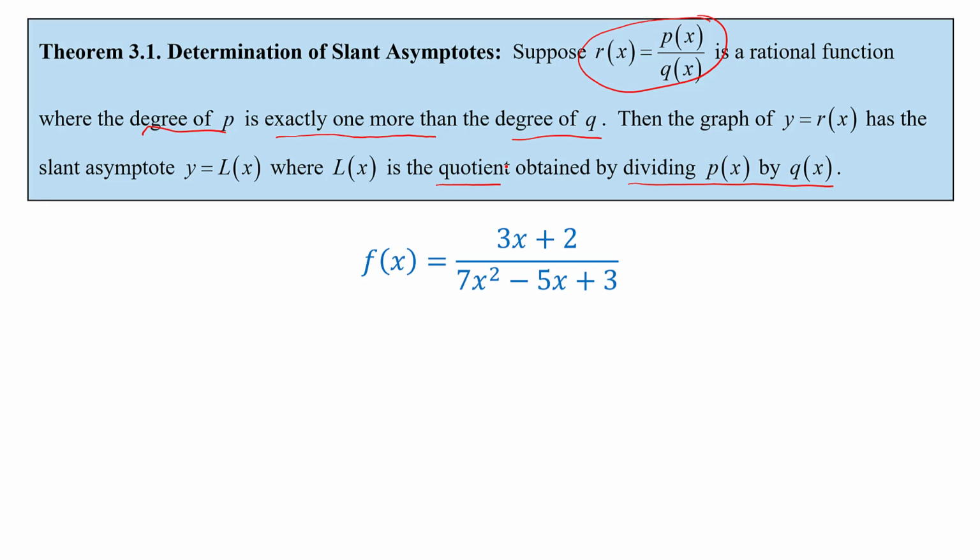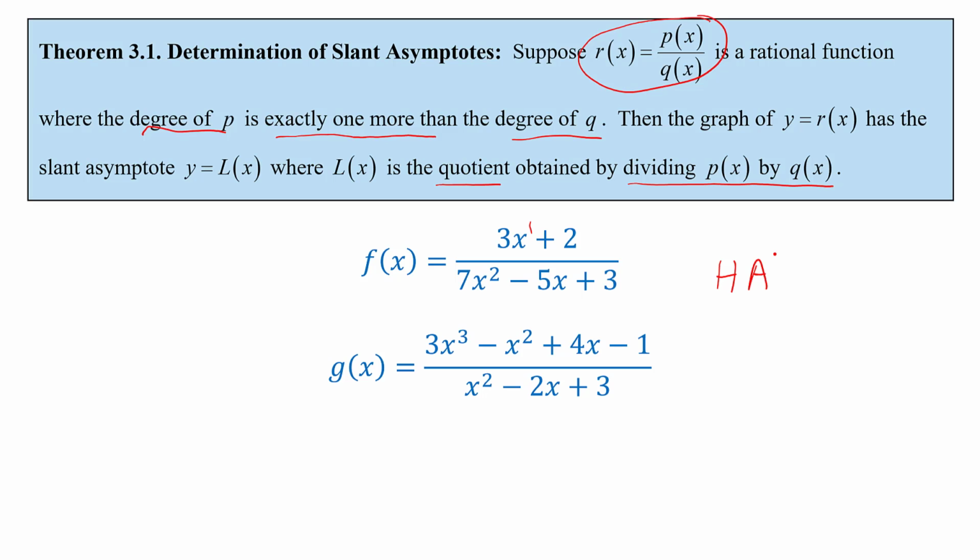F of x equals 3x plus 2 over 7x squared minus 5x plus 3. Note that the degree of the numerator is 1. The degree of the denominator is 2. Whenever the degree of the numerator is less than the degree of the denominator, we have a horizontal asymptote.